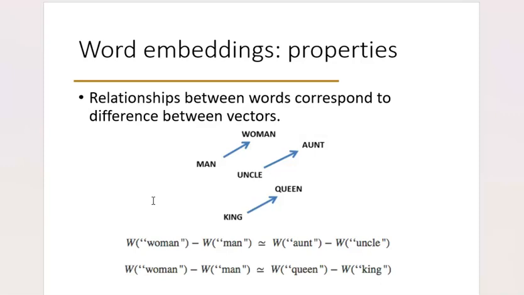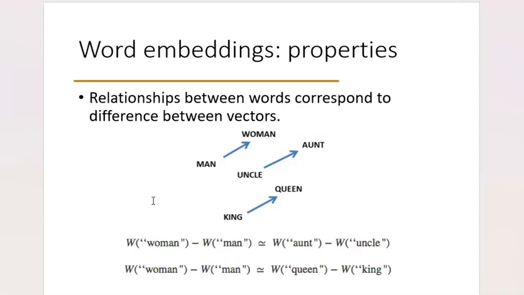So let's look at some properties of word embeddings. One of the most exciting properties of word embeddings is that the relationship between words often corresponds to the difference between their vector representations. So for example, if you look here, the vector from man to woman should be similar to the vector from uncle to aunt or from king to queen, for example.